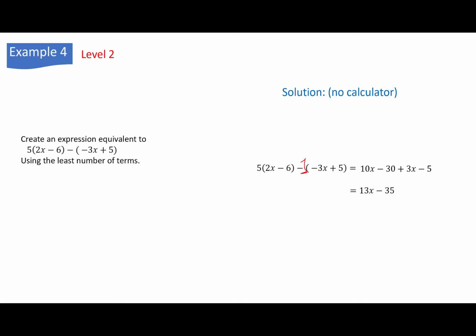Now, 10x plus 3x is 13x. Both are positive, we add them. Minus 30 and minus 5, both are negative. We add them and keep the sign.